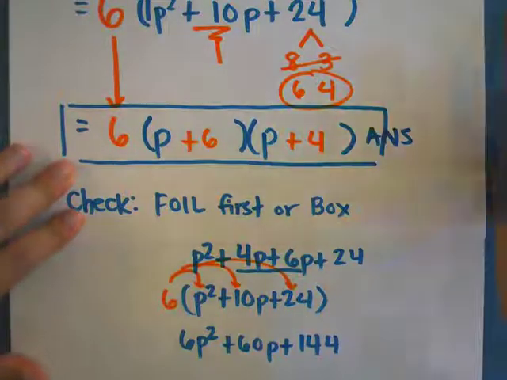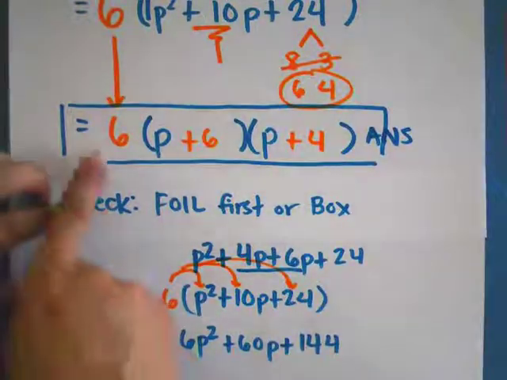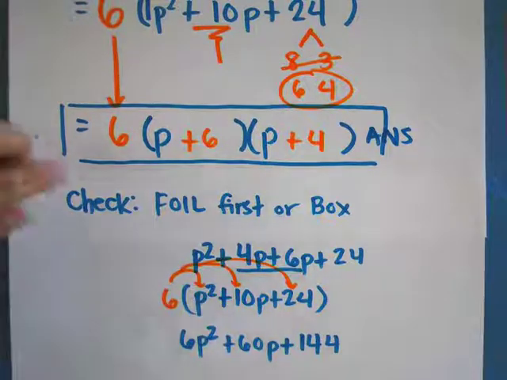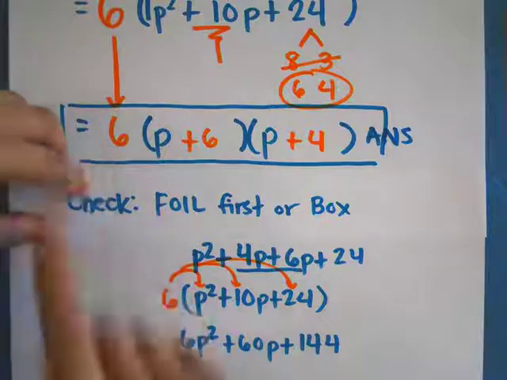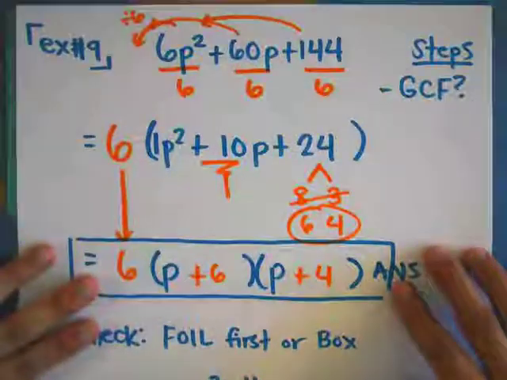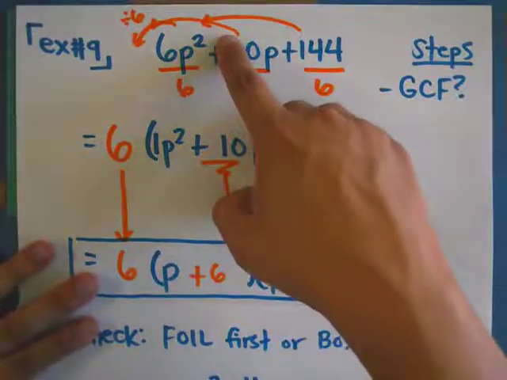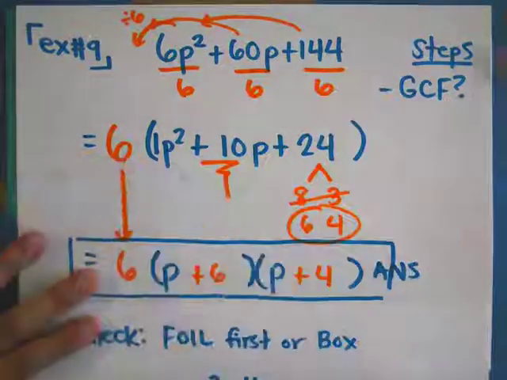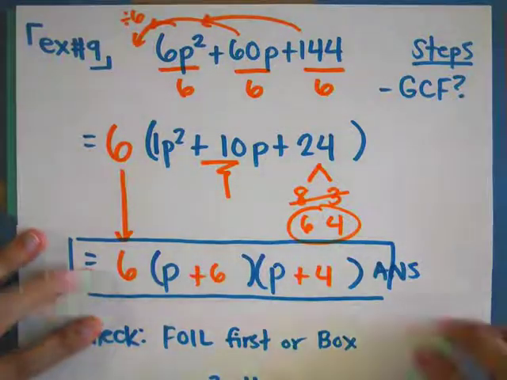Some students get points subtracted because they forget to drop down that 6 that they extracted earlier. So just make sure you put that 6 back. This is why I like doing the reverse distribution arrows, because it's telling you, hey, you gotta put that 6 back on the left side. So just be careful with these type of problems.